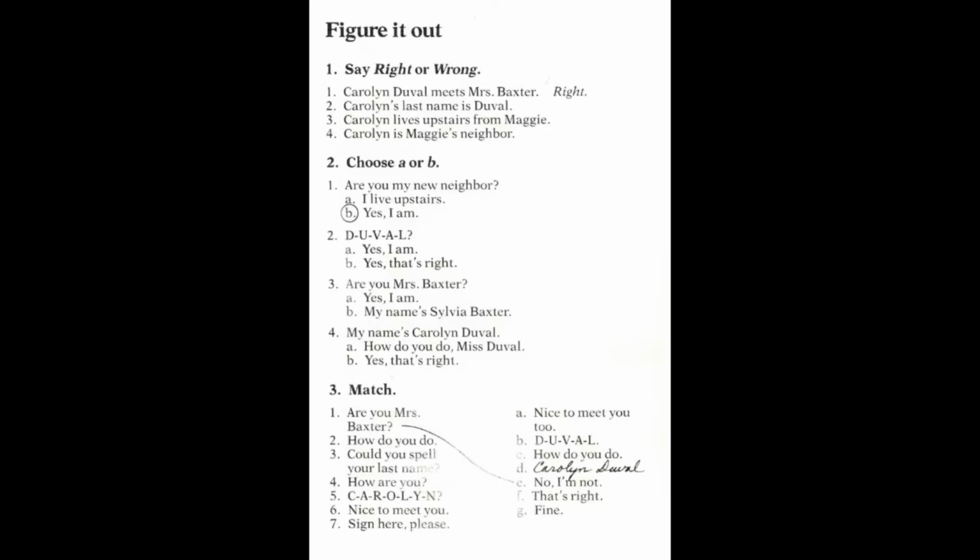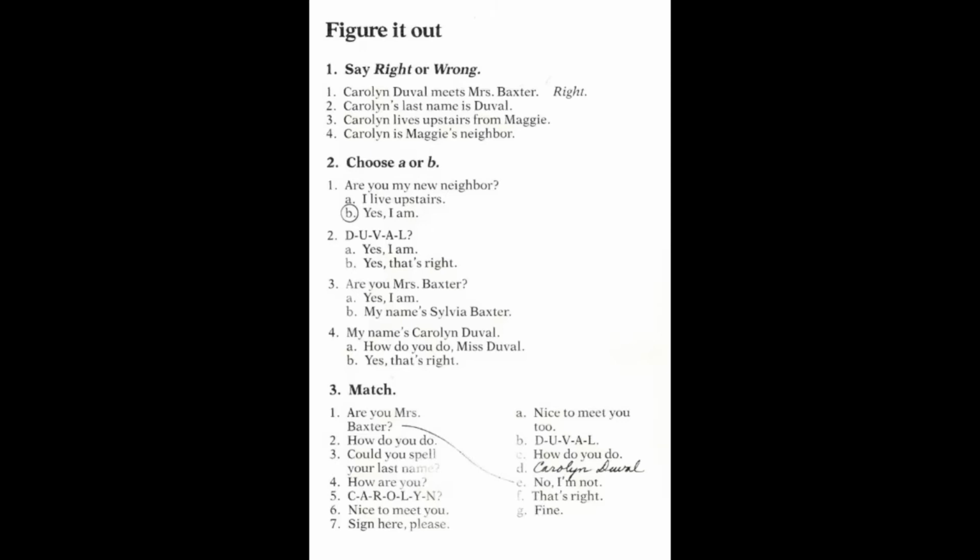Exercise 3, match. Number 1 is an example. We answered it, we talked about it before. Number 2, how do you do? What do you think? Which one is correct? What is the answer on the other side? Sure, C. How do you do? We repeat the same thing. Number 3, could you spell your last name? What do you think about this? Which one is correct on the other side? Yeah, could you spell your last name? D-U-V-A-L. B is correct. Thank you.